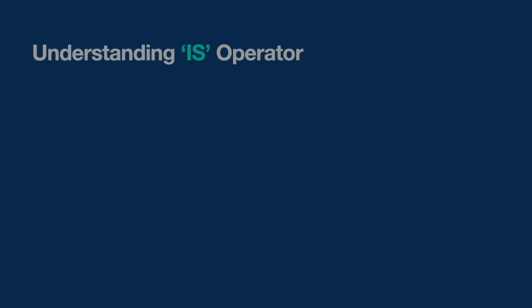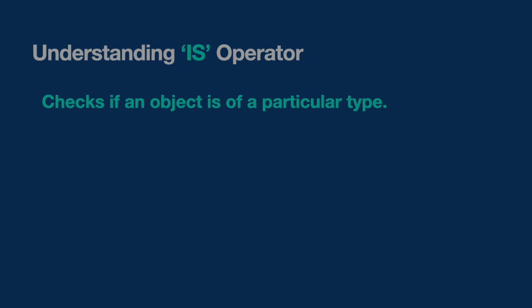So next let's understand the is operator. It's a very simple mechanism. It checks if an object is of a particular type or not. So if you have object and string, remember in the previous example, it will check just if both types are the same or not. Based on that, it will return you true or false.